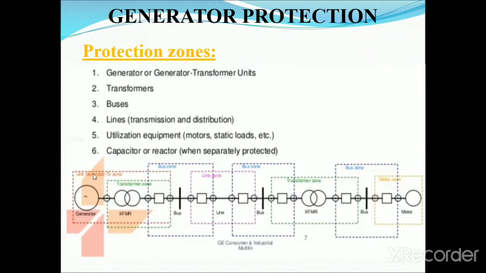This is the generator transformer zone area, the unit generator zone, and this is the transformer zone. In the transformer zone, at the sending end side we connect one relay coil and at the receiving end side we connect another relay coil. Same as in the case of bus bars, at the sending end side we connect one protective circuit breaker and at the receiving end side another protective circuit breaker. It is called the bus zone.